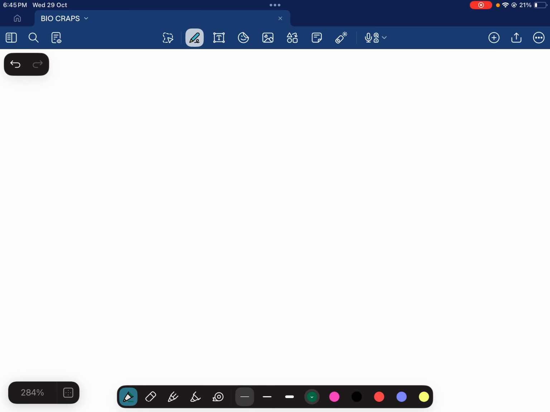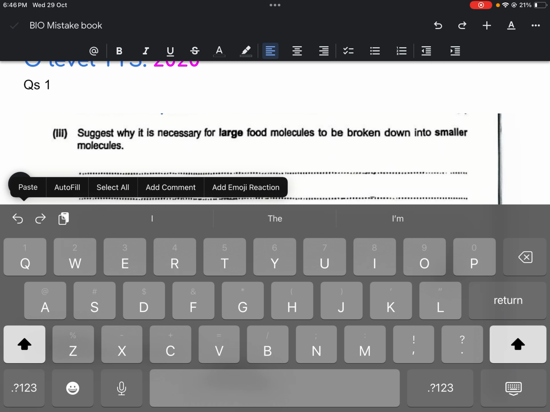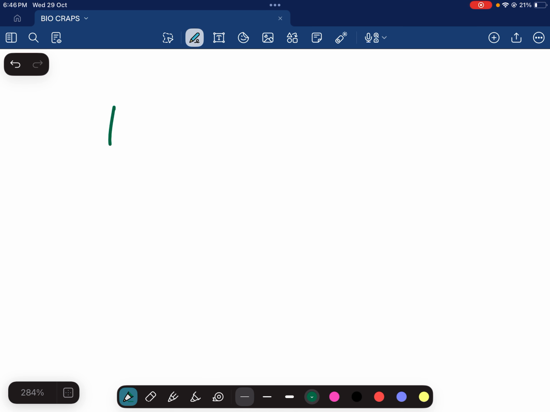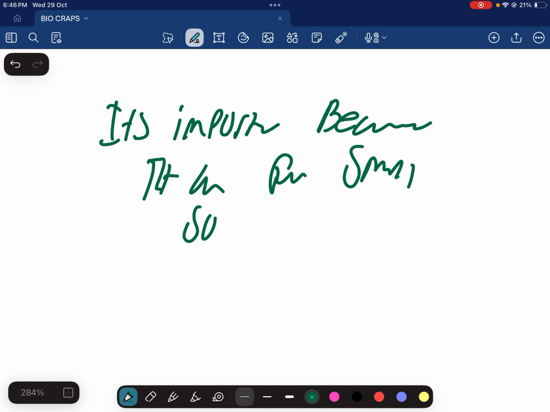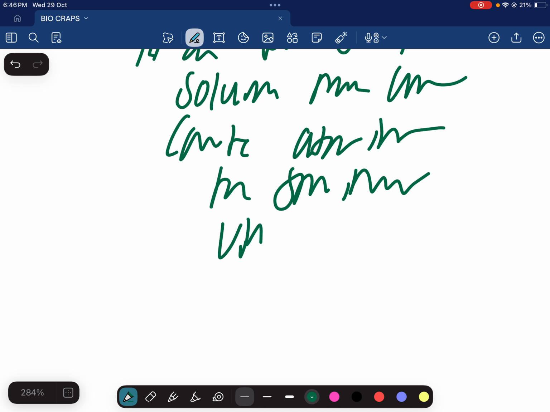Alright, so for starters, this is from the O-level 2020 TYS. They're asking: suggest why it is necessary for large food molecules to be broken down into smaller molecules. 2 marks. It's important because it can form small soluble molecules which can be absorbed into the small intestine via diffusion.